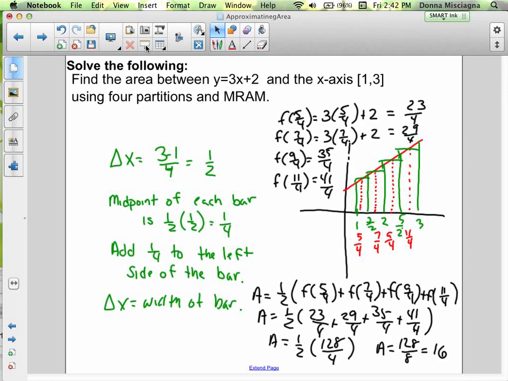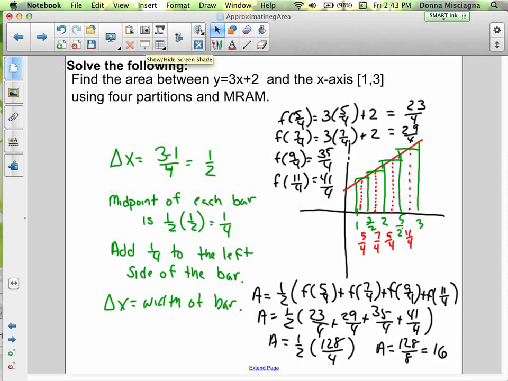So when we're calculating it, it's going to be the halfway points, right? It's going to be 1/4 the distance, because the whole bar is a half, and half of a half is 1/4. So add 1/4 to the left side of the bar, and that's going to give you the midpoint. Halfway between 1 and 3/2 is 5/4, because 1 is 4/4 and 3/2 is 6/4.